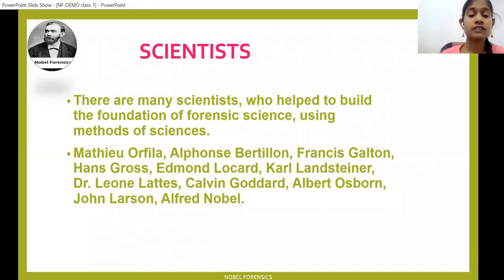Then Hans Gross was the author of a book, Criminal Investigation, and in that book he explained how science will help the criminal investigator.